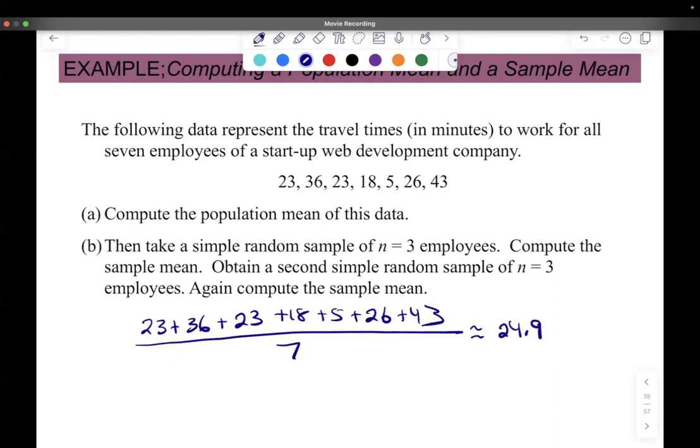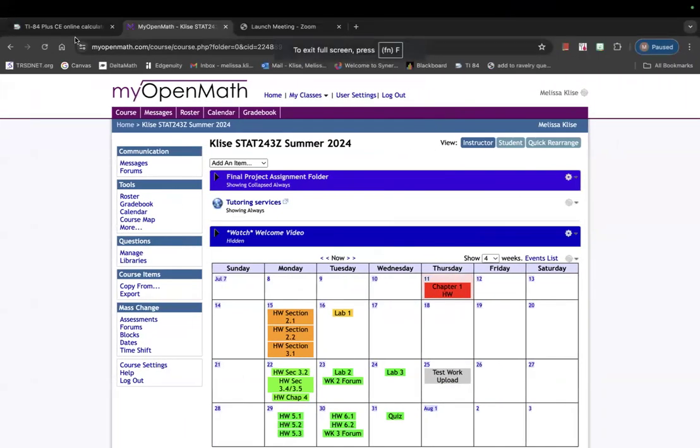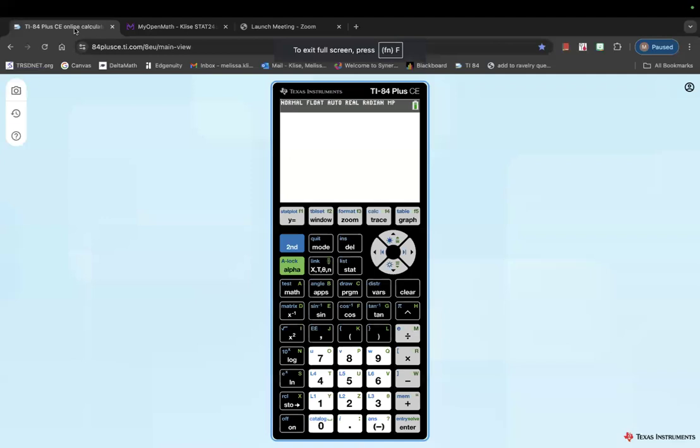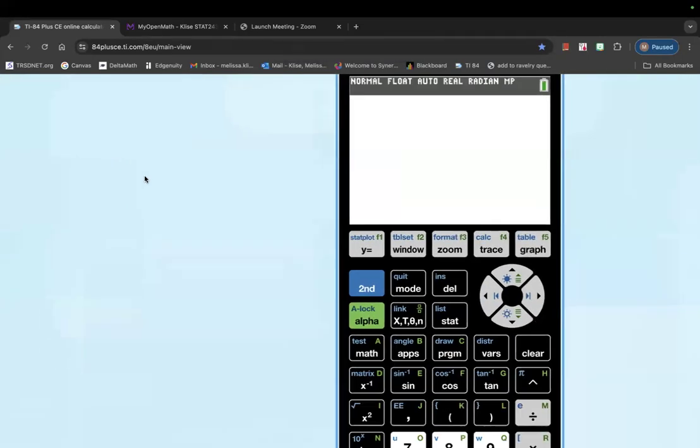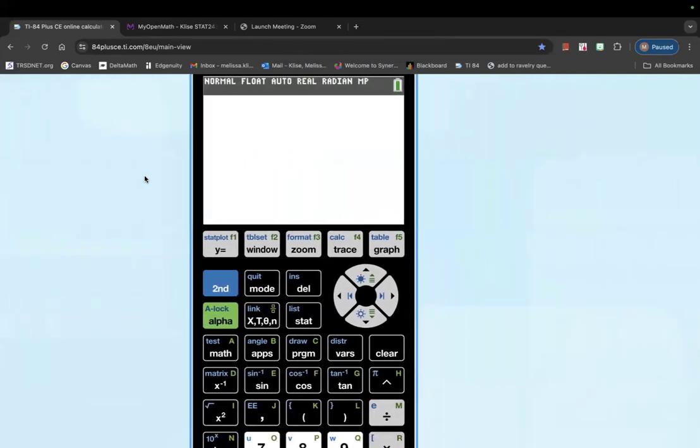This would be a good time for me to show you how to find random numbers in your calculator. So it's kind of cool. Let me pop over to my calculator. There I am right there. This calculator is so cool. Every time I teach this class, I learn something new about the calculator. It is a really cool thing.